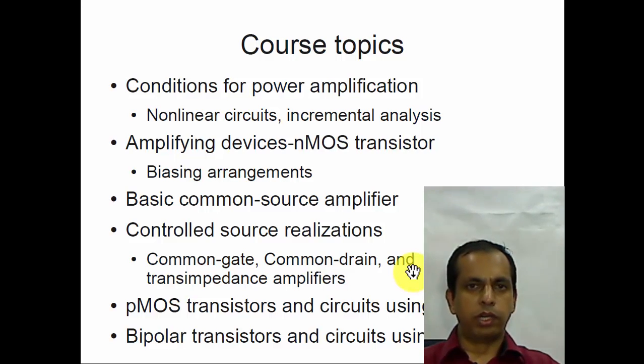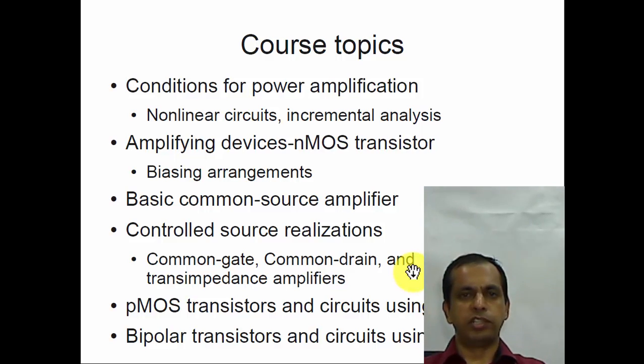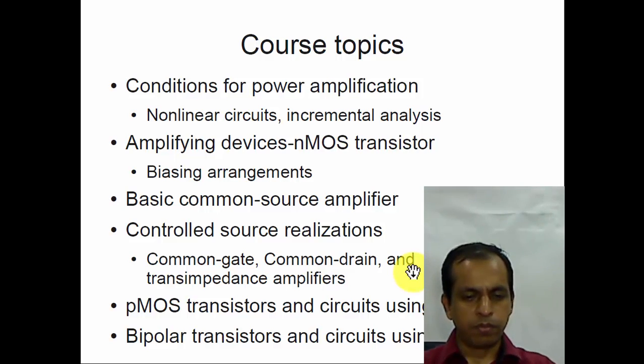And we will look at one example of the amplifying device, which is known as the NMOS transistor, and it turns out that we have what are known as biasing arrangements. That is, we have to set up certain operating voltage and current in the device, and then on top of that we have to apply the signal that we want to amplify. So, all this will become clear later in the course. Then we will come to the most basic form of amplifier, which is known as a common source amplifier.